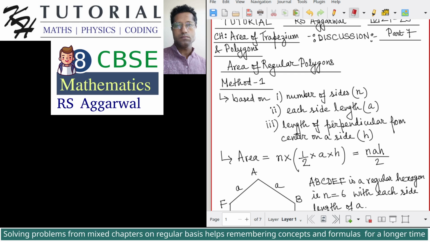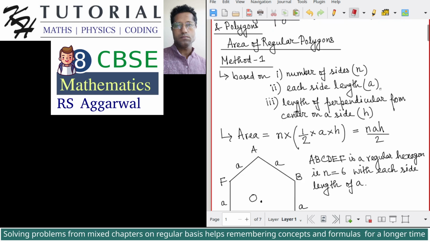Now to find the area of regular polygons, we do not usually need the angles. We need the length of the sides or any diagonal. So from the length dimensions, we usually find the area of a regular polygon. So method 1 is based on 3 parameters.